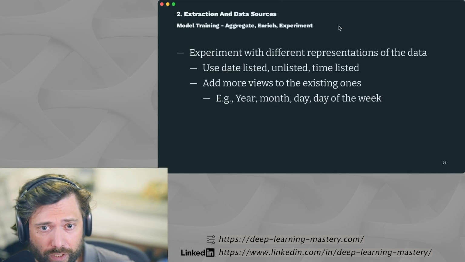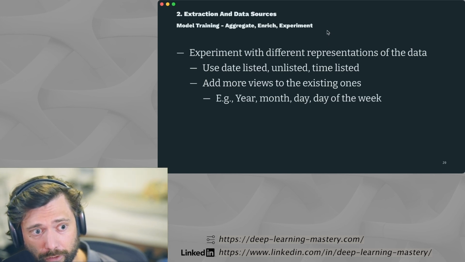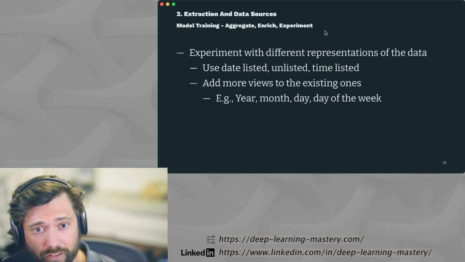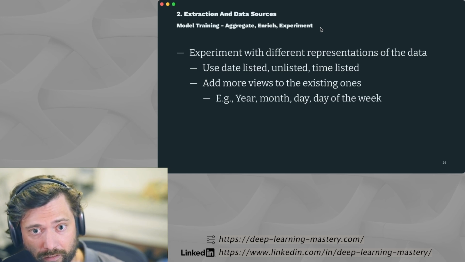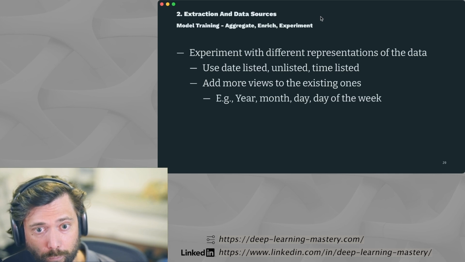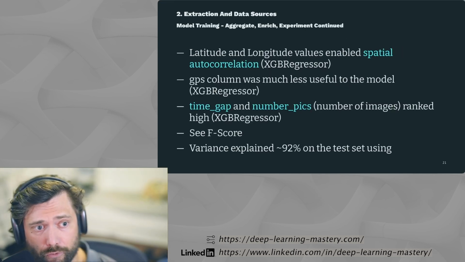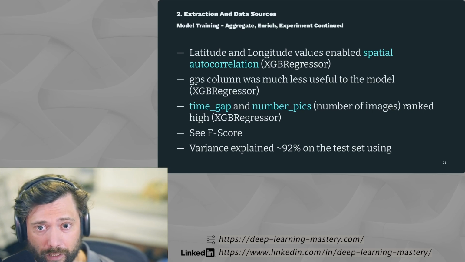In a model training phase, we experimented with different representations of the data, which is commonly referred to as feature engineering, such as using the date listed, unlisted, and time listed, which is just the time delta. We also added more views to the existing data, such as year, month, day, and day of the week. In our model training, we found that latitude and longitude values enable spatial autocorrelation for the XGB regressor. The GPS column was less useful to the model.